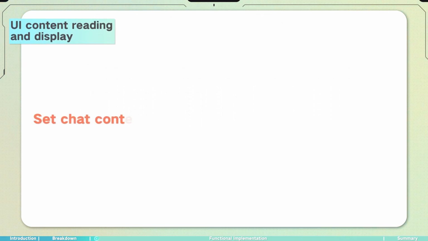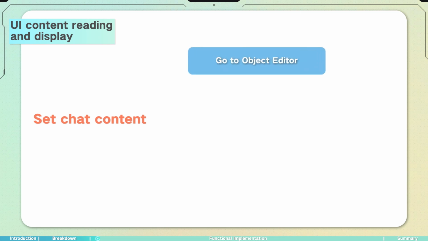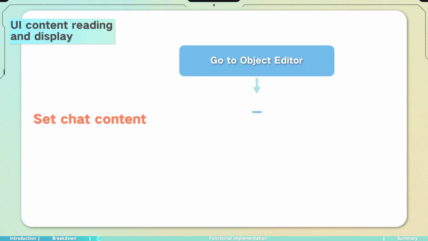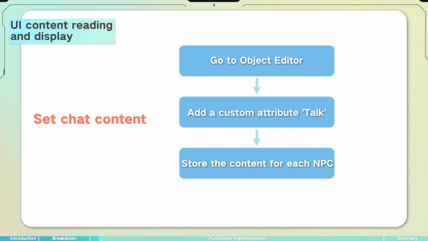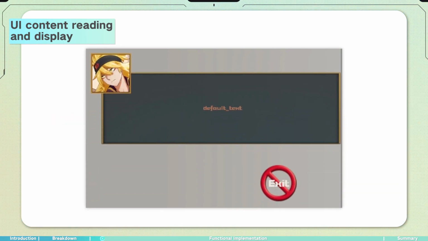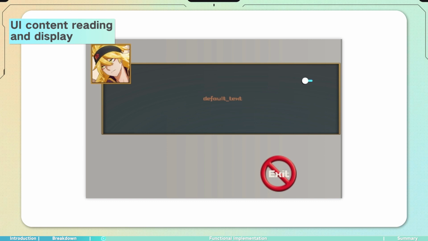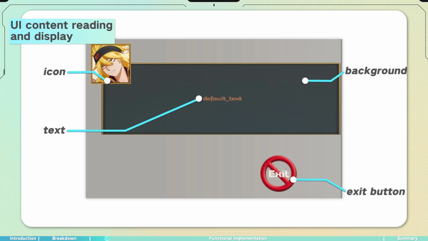The first part is UI content reading and display. First of all, we need to set all the NPC's chat content in Object Editor. We can add a custom attribute, talk, and store the content for each NPC. We also need to design the chat UI. It should at least include a background, an icon of the NPC, text, and an exit button.